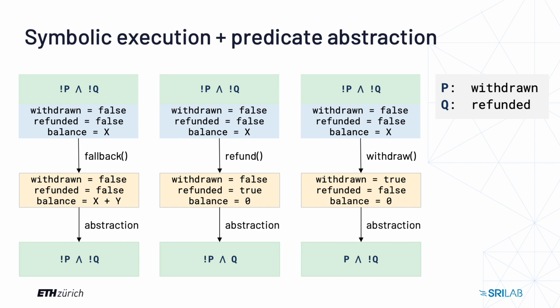Q. In the middle, we start with the very same abstract state, but execute the refund function. This, if successfully finished, will change the refund field to true, and balances will be sent to some other address, and as a result, the abstraction will yield us the not P and Q state. Rightmost example is similar, but with withdraw function. The withdraw will become true and balance 0. The abstraction of this state will yield us P and not Q.